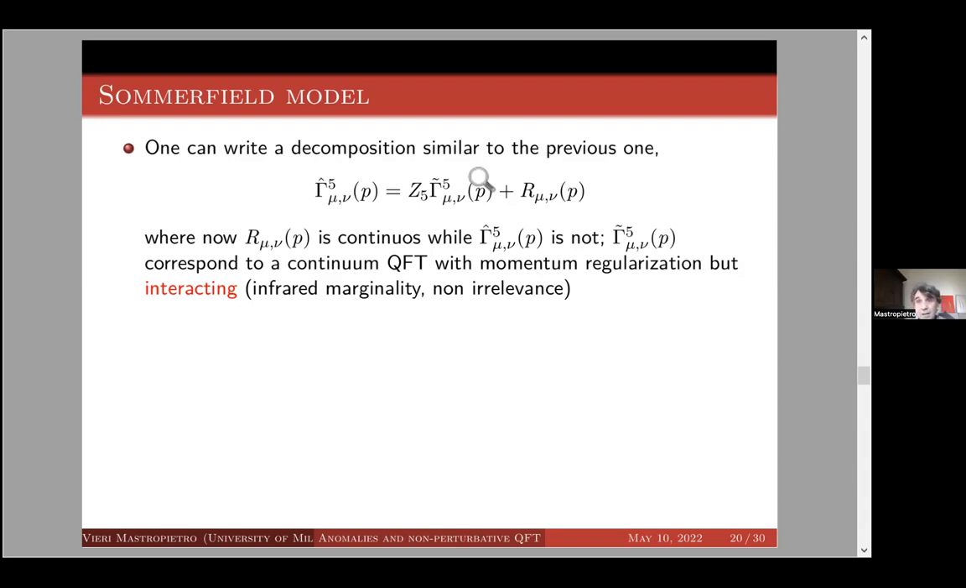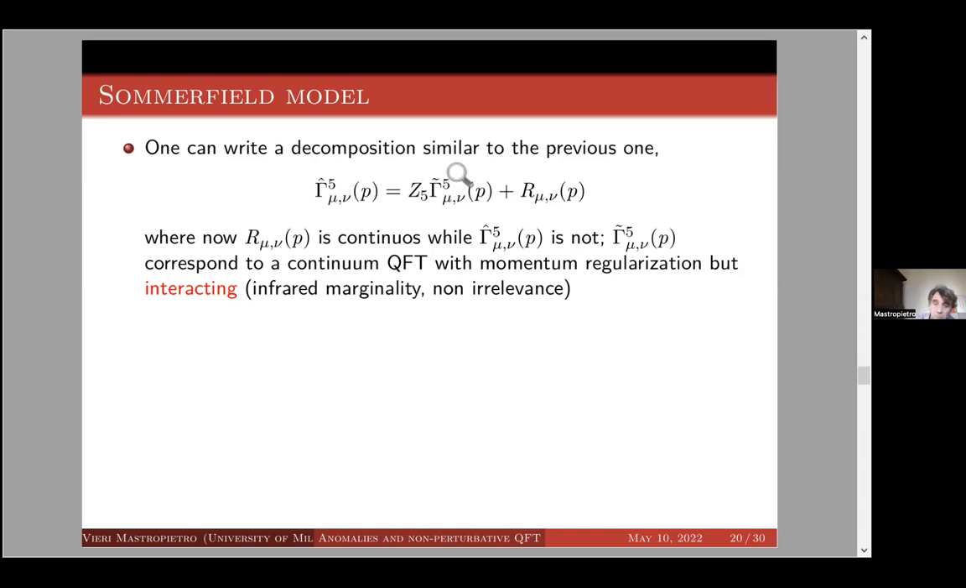Instead, now the theory is renormalizable in the infrared. So this theory corresponds to a continuum theory which is interacting. Okay, so a sort of theory model. So the problem now is more subtle, right? Because before it was simply diagrams. Now instead it is a series of diagrams. The continuum theory is now seriously interacting, okay?